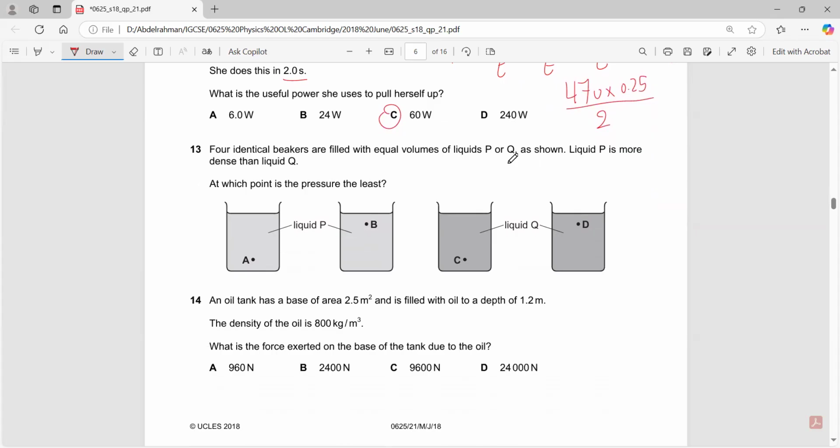4 identical beakers are filled with equal volumes of liquids P or Q. At which point is the pressure the least? Least pressure. So we need the least depth, which would be B or D. And the least density. Liquid P is more dense than Q. So you need to choose liquid Q, and the answer would be D. The greatest pressure in this question would be A, but the least pressure would be D.